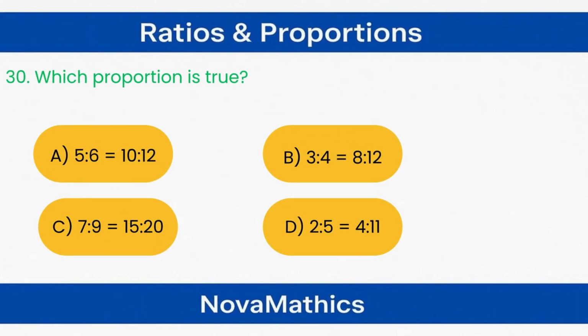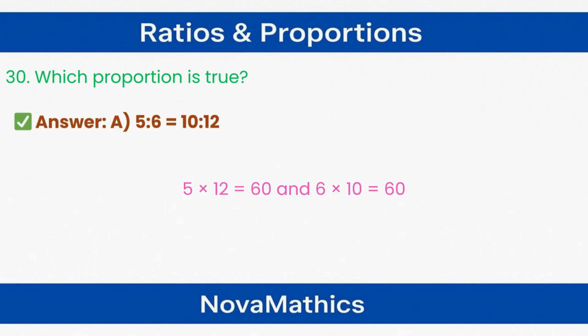30. Which proportion is true? Correct answer is A. 5 times 12 and 6 times 10 both equal 60. This proportion is true.